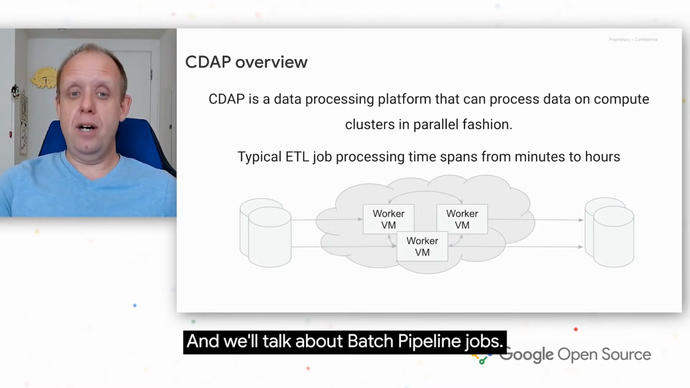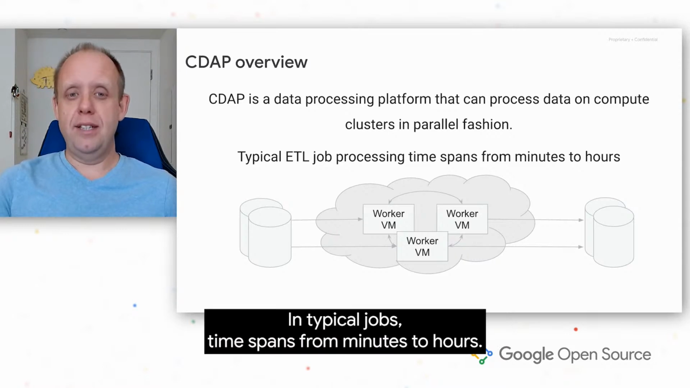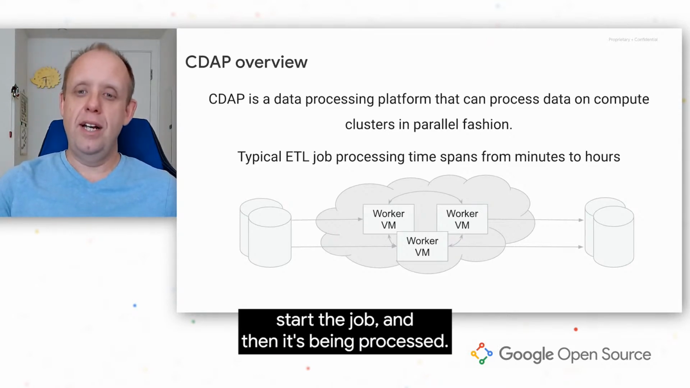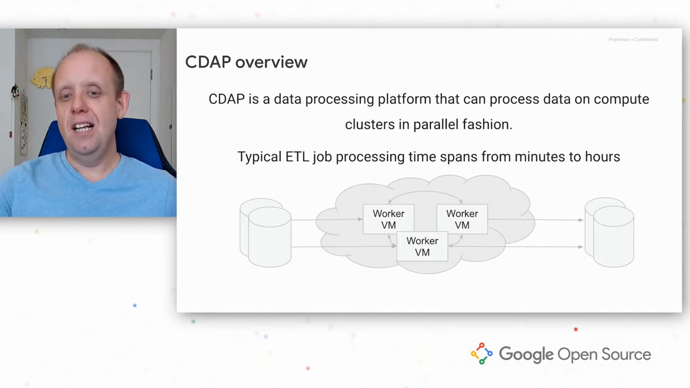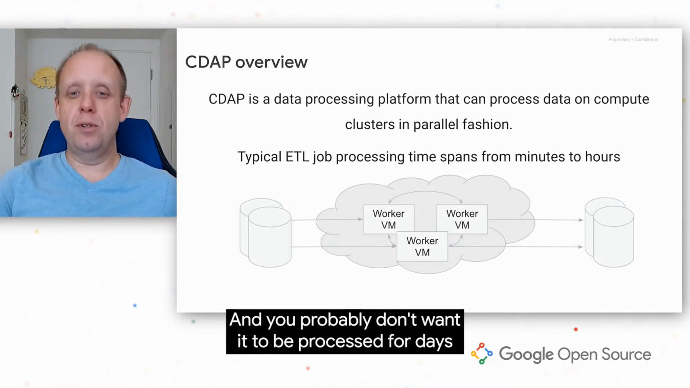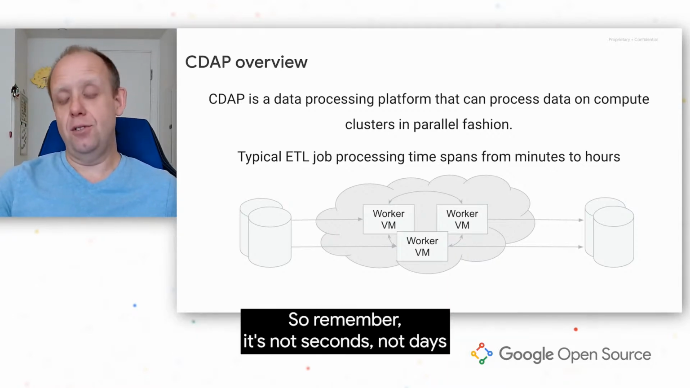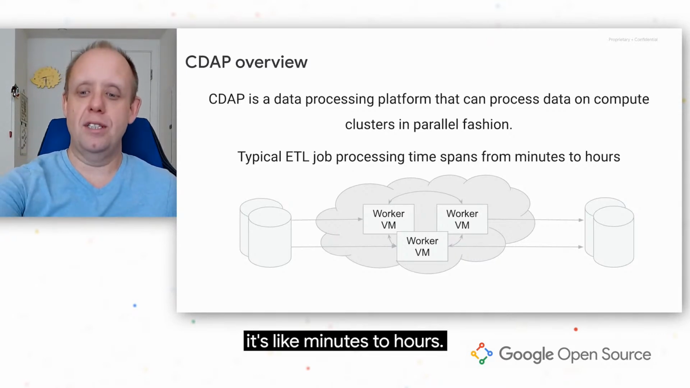And we'll talk about batch pipeline jobs. Typical job times span from minutes to hours. It takes a few minutes to start a cluster, start a job, and then it's processed. And you probably don't want it to be processed for days, because a job error would mean you would need to restart it from scratch. So remember, it's not seconds, not days, it's like minutes to hours.